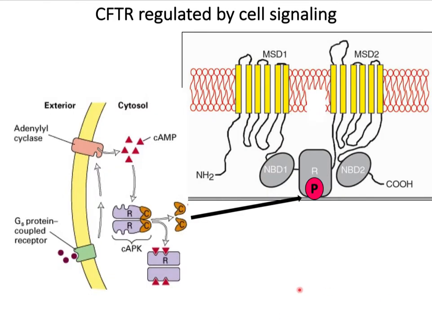Okay, so let's see how this actually works. What happens is a G protein coupled receptor binds to its ligand and becomes activated. Then the stimulatory G protein in turn leads to the activation of adenylyl cyclase. One then sees the accumulation of cyclic AMP and then the activation of protein kinase A, which can phosphorylate the R domain of the CFTR. And when the R domain is phosphorylated, the transporter can become activated.